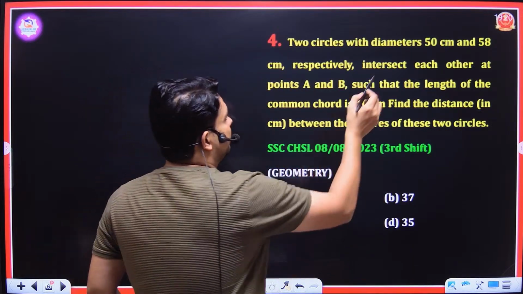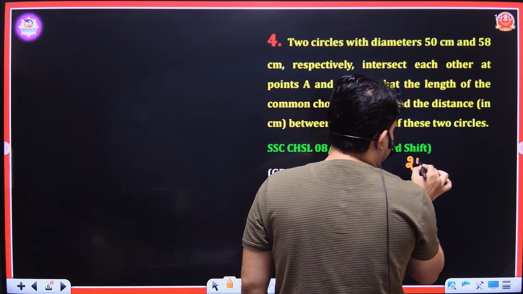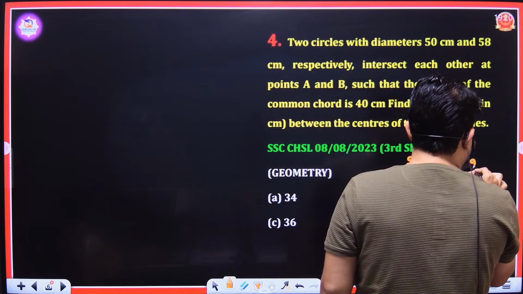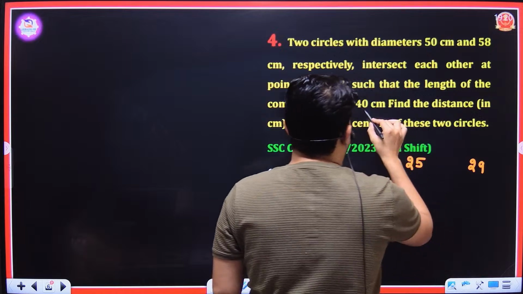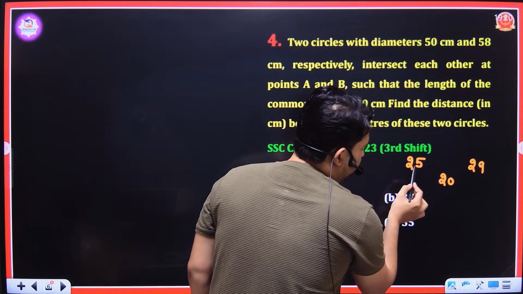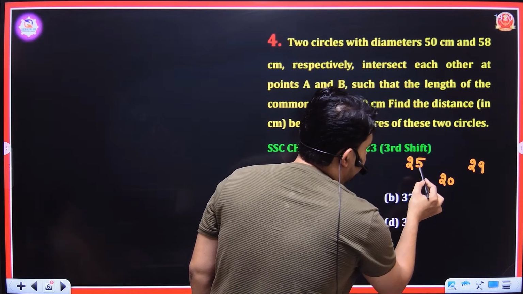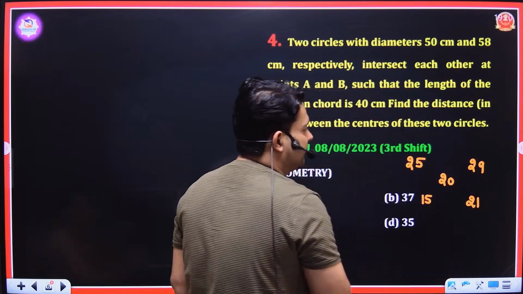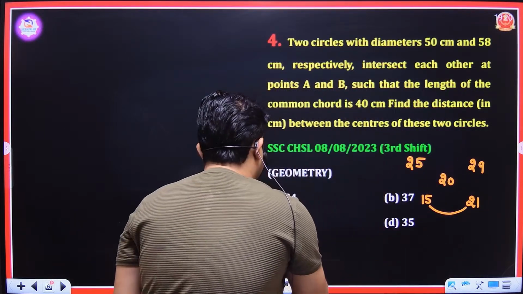How? Here the diameter is 50, then the radius is 25. Here the diameter is 58, here the radius is 29, and the common chord is 40. Half of the common chord is 20. So try to find out the triplet here. We have a triplet here, that is 15, 20, 25, and 21, 20, 29 is another triplet. So this one will be the distance between two centers, that is 36. That is option number C.